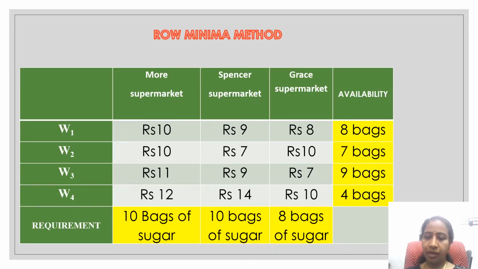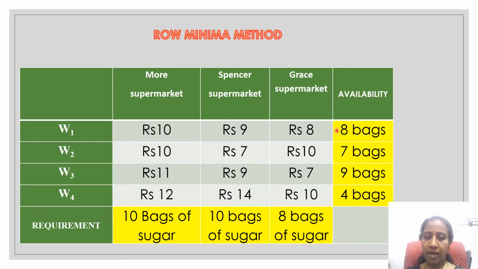For easy learning, I have slightly changed the problem. Instead of A, B, C, I have written it as More Supermarket, Spencer Supermarket, Grey Supermarket. W1, W2, W3, W4 are the wholesalers. And these are the requirements. So More Supermarket requires 10 bags of sugar, Spencer's requires 10 bags of sugar, and Grey's requires 8 bags of sugar. And the availability is given here.